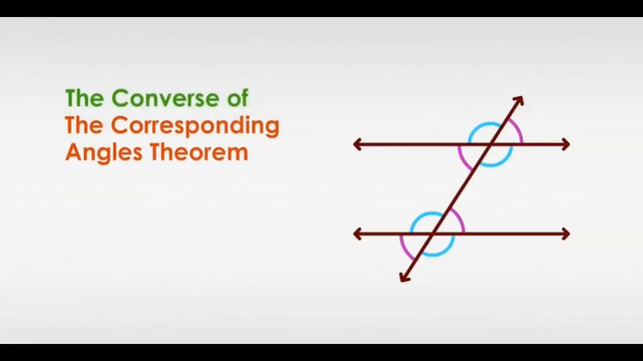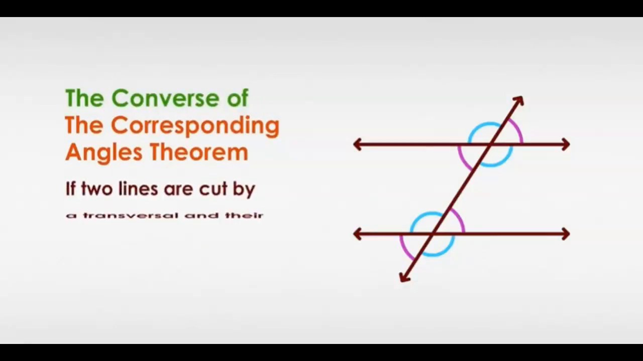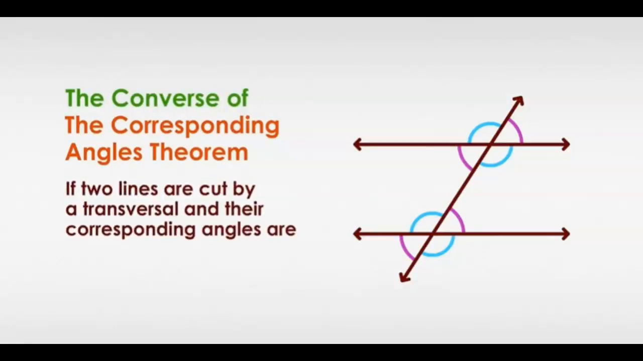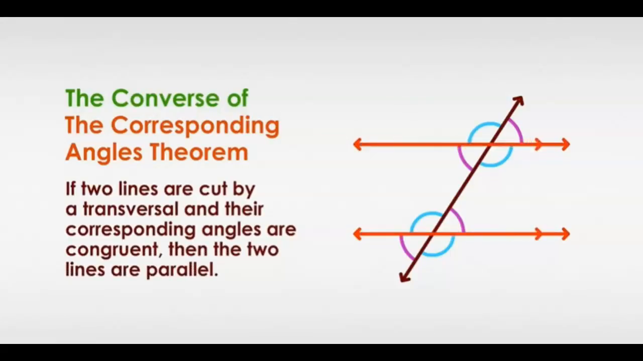The converse of the corresponding angles theorem is also interesting. If two lines are cut by a transversal and their corresponding angles are congruent, then the two lines are parallel. If you were given a figure similar to the one you've seen before, but with only 2 angles labeled, can you determine anything by it?